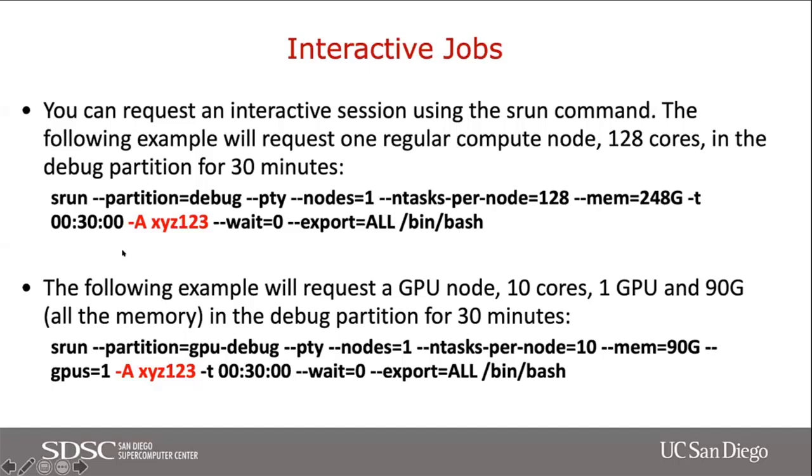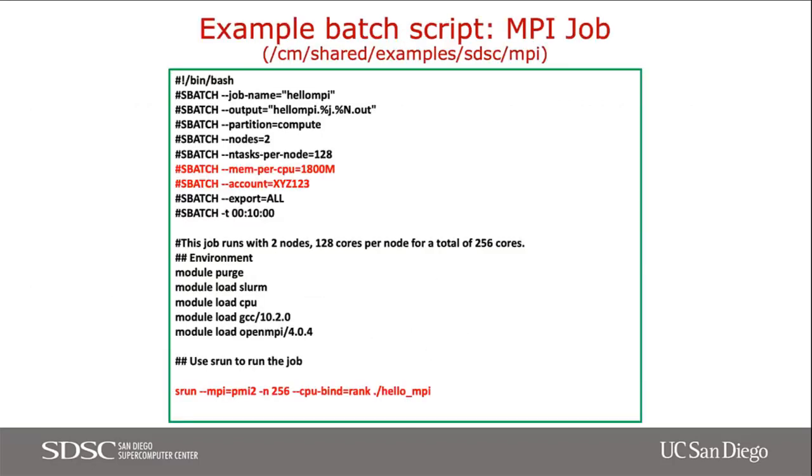So I'll start off with the interactive jobs, and you can do srun just as you did on Comet, and that will give you interactive access to the compute nodes, and then you can run through the scheduler whatever you need to. So again, one thing that I added in red here is that you need to specify the account. So let's go into some sample scripts to see if anything's different compared to Comet.